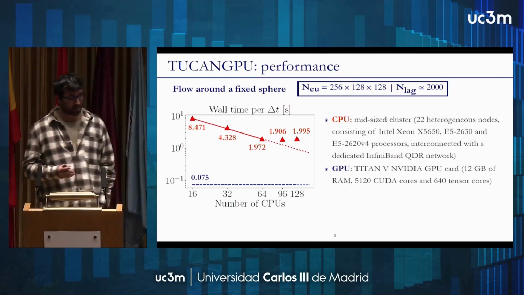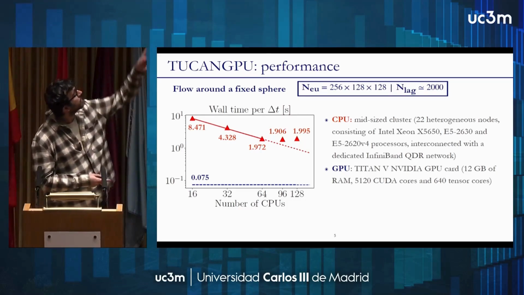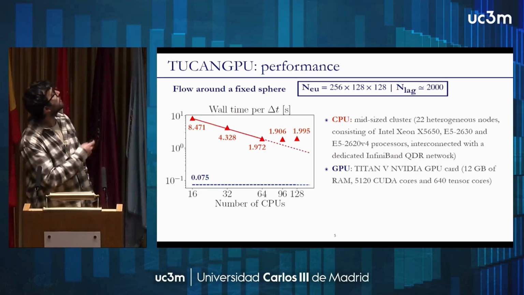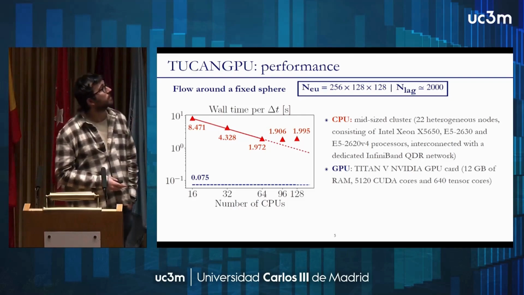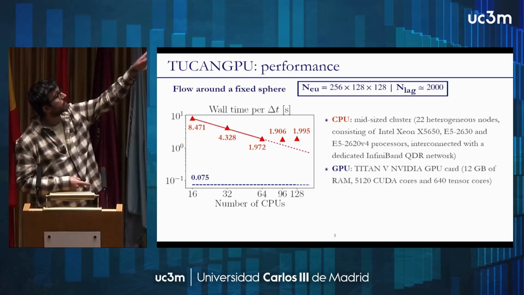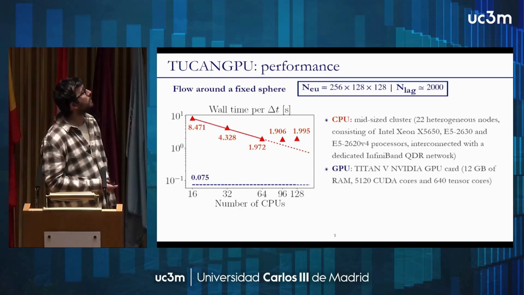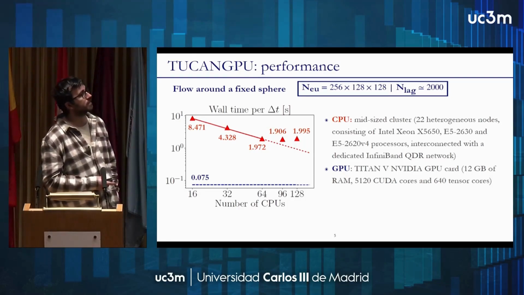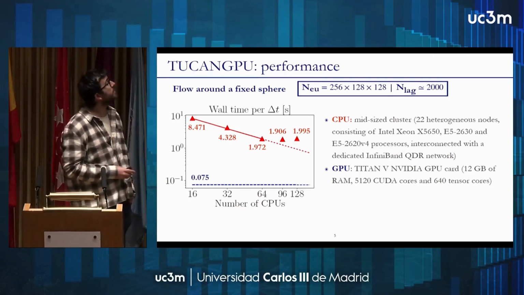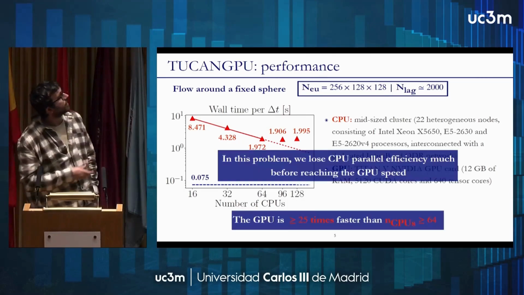For this very same problem, the flow around a fixed sphere in this case, this is a small problem, as you see here, 256 times 128 squared. Here I'm plotting the wall time per time step of the simulations to measure the performance, comparing the GPU and the CPU solvers. In the CPU case, we are using the mid-size cluster of the aerospace engineering department. For the GPU, in this particular case, we are using a Titan V NVIDIA GPU. And we see that as we increase the number of processors, we reach a point in which the, sorry?